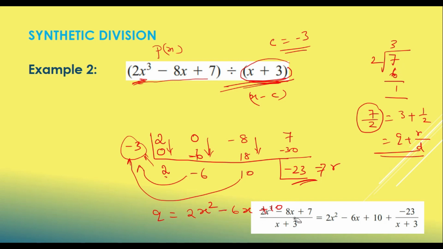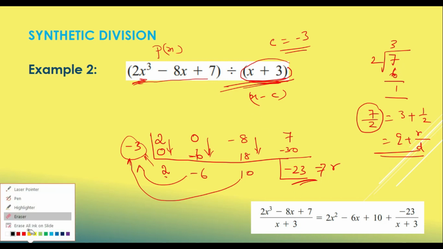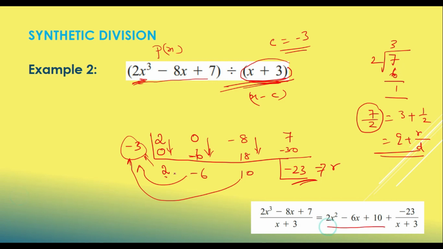This 2x cube minus 8x plus... actually, you are dividing. This is the division, isn't it? This is the original polynomial divided by x plus 3, like 7 over 2. It means the original polynomial divided by the binomial x plus 3 is equal to the quotient, q, which is 2x square minus 6x plus 10, and the remainder minus 23 divided by the divisor. This is it. Okay, this procedure is called synthetic division.